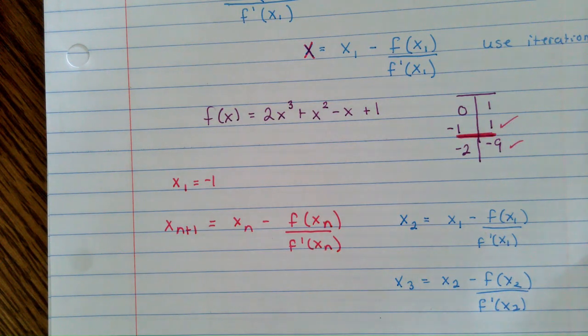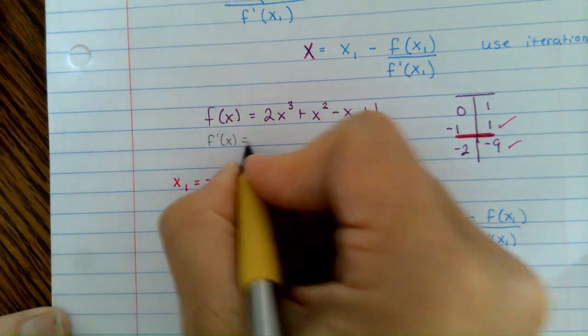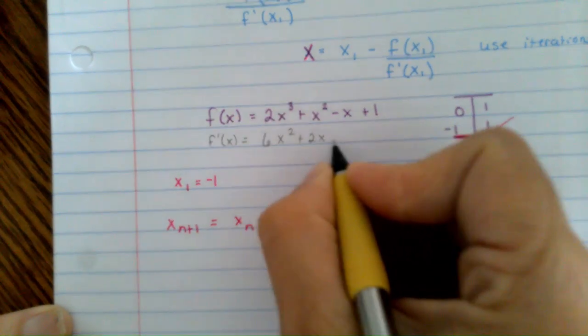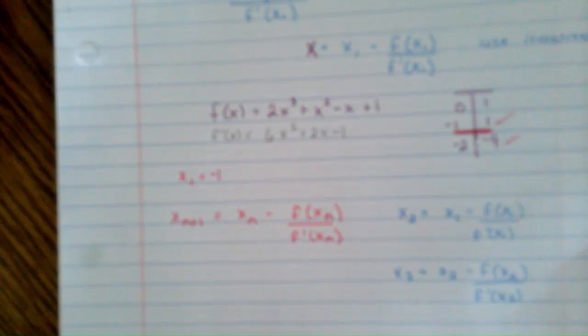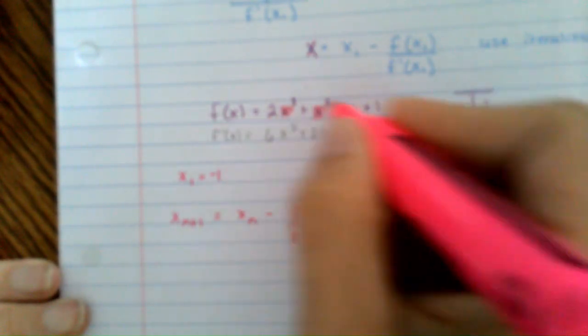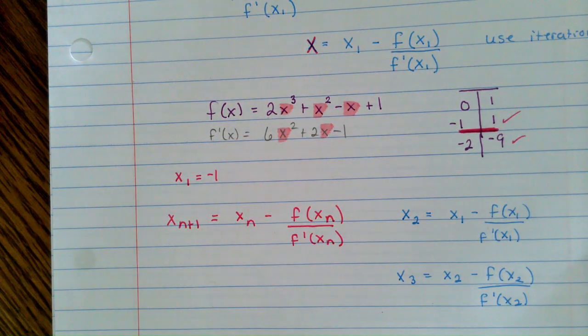Okay, so before we go any further, our derivative, let's get that right quick. 6x squared plus 2x minus 1. Ooh, that went blurry. Give it a second. And I've highlighted all the variables. Check.